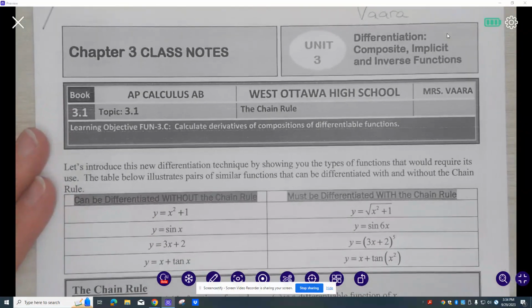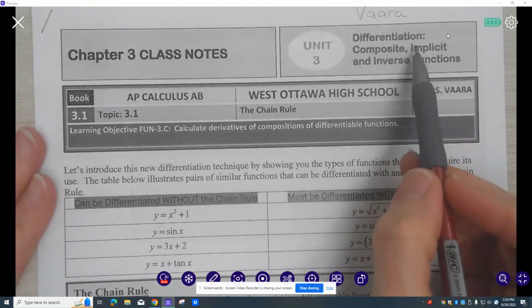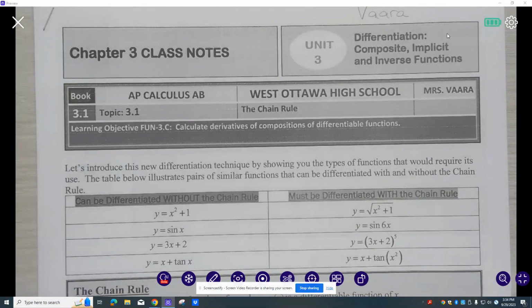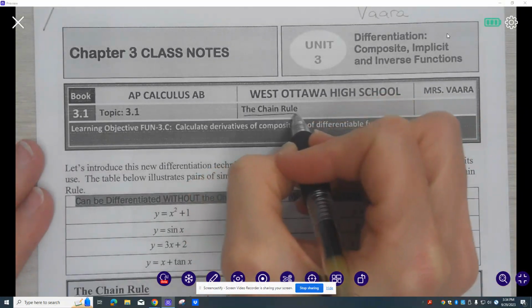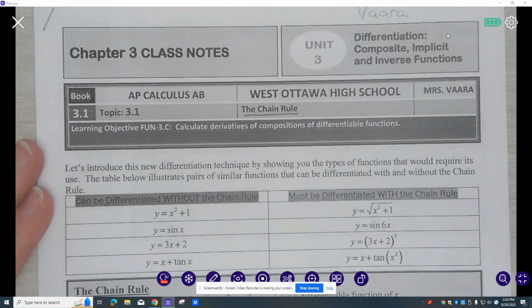This video is going to be the first part of the Chapter 3 notes, so Section 3.1 for calculus. We're continuing with derivatives or differentiation in Chapter 3, and Section 3.1 is all about what we call the chain rule. It says, let's introduce a new differentiation technique by showing you types of functions that would require its use. The table below illustrates pairs of similar functions that can be differentiated with or without the chain rule.